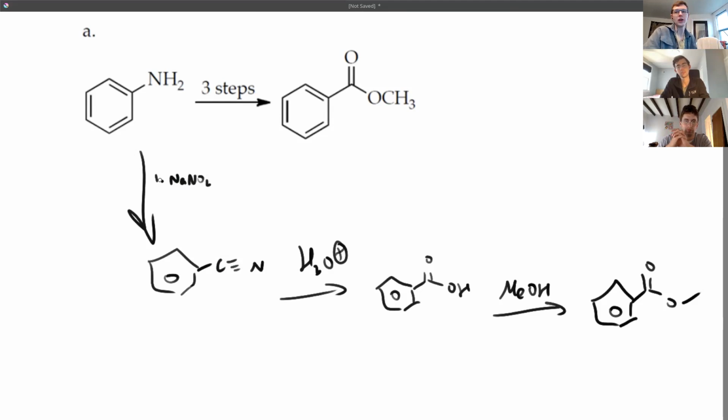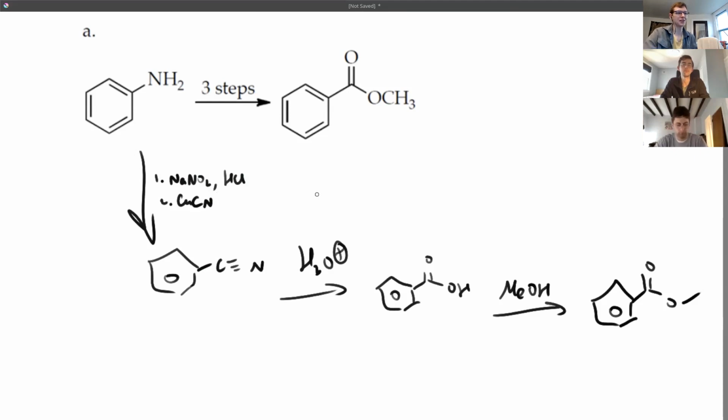It's like sodium nitrite, and then we use HCl, right? And then from there, do you guys remember what compound you add to put a nitrile on? It's the copper cyanide, whatever it is. Yeah, exactly. Yeah, that's it.